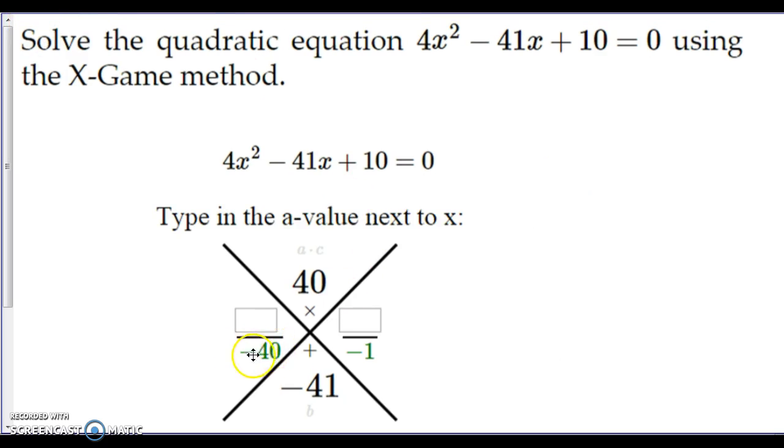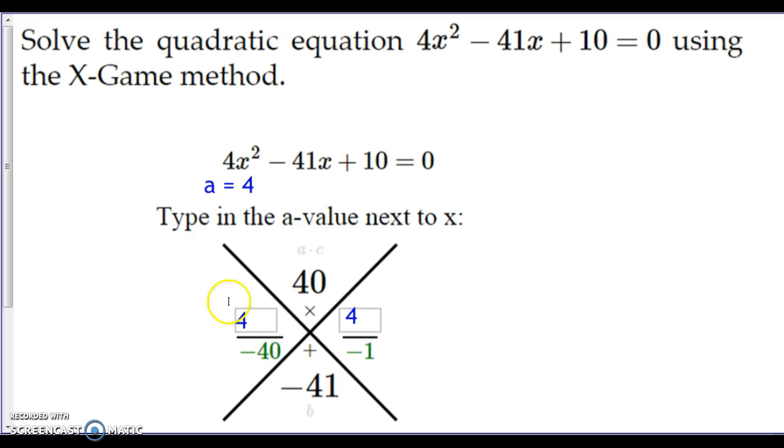Alright, so we use negative 40 and negative 1, and Delta Math all of a sudden says, type in the A value next to X. Now, I understand why you might be a little nervous about this because this is a new thing that you've never done, but it says type in the A value next to X. And we know for a fact that our A value is equal to 4. So if all you have to do is type in that A value next to X, like that, I think you should be ahead of the game.